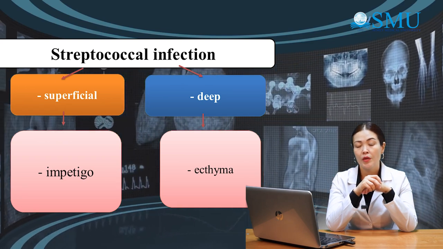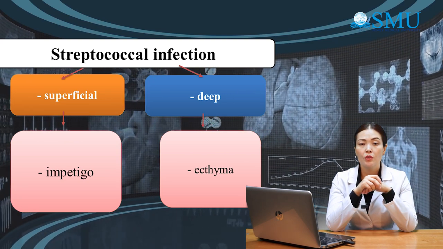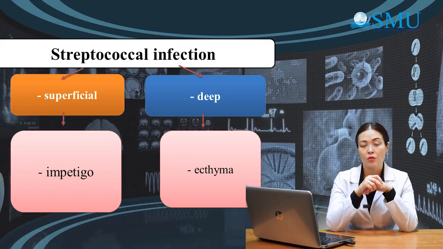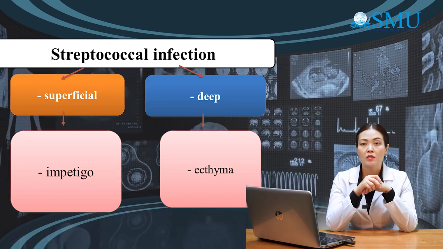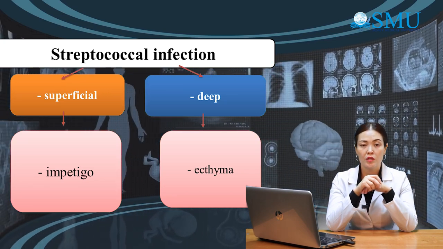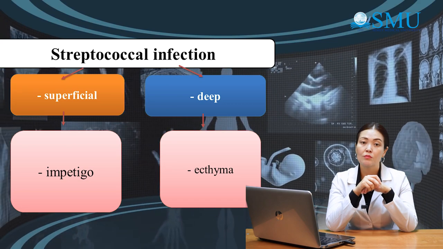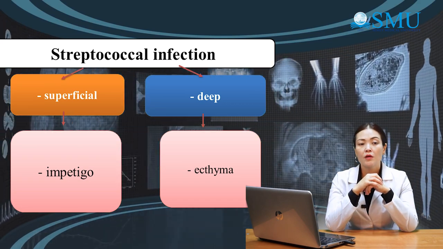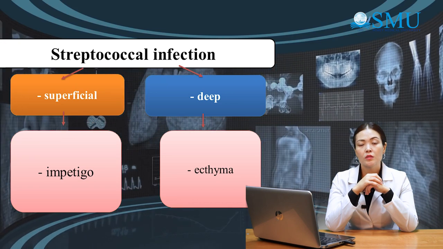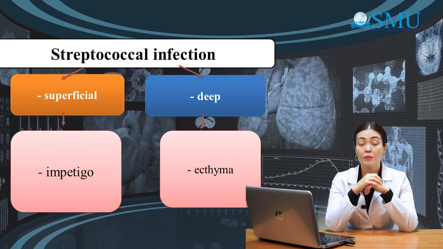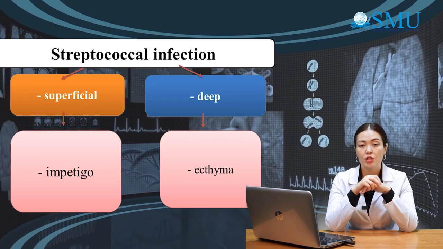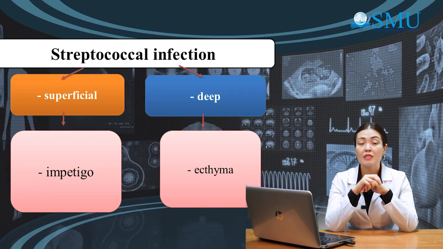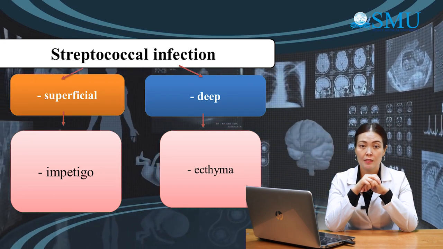So that's why we have some specific diseases which you can put as a diagnosis for a patient in their medical history. First of all, we will discuss the Streptococcus bacterial infection group. We say that Streptococcus bacterial infection mostly will be superficial, but sometimes it can also be deep. So first, if we take Streptococcus superficial bacterial infection, we will speak about impetigo. Impetigo is the name of a disease.